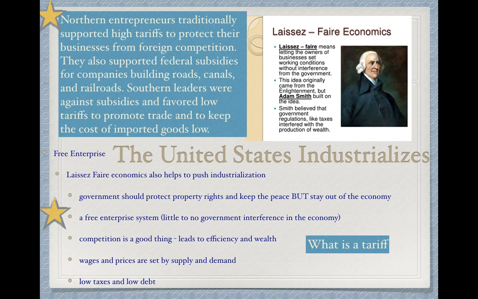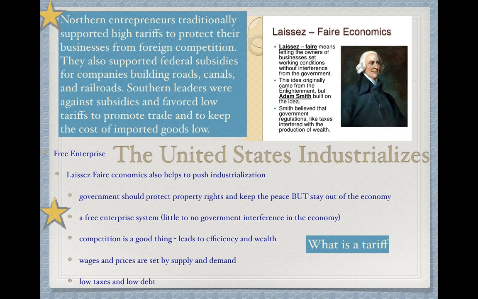I also want to mention the idea of a tariff. If you remember what a tariff is, it is a tax on an import. And tariffs will be politically controversial. If you are a factory owner in the North, then you like tariffs. You want high tariffs because it incentivizes the American public to buy American goods.